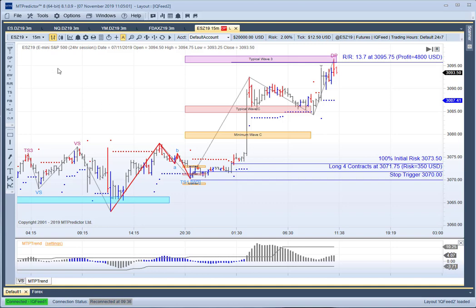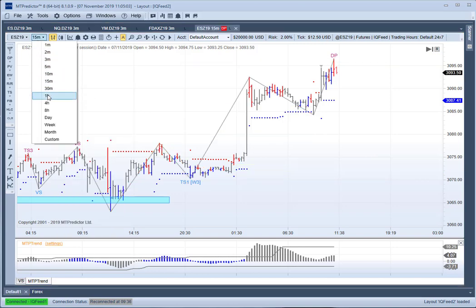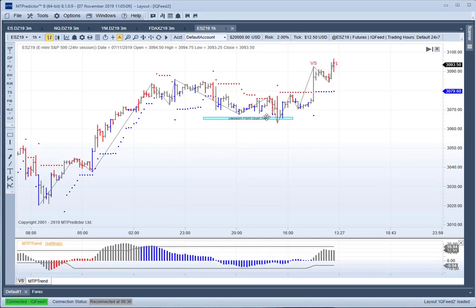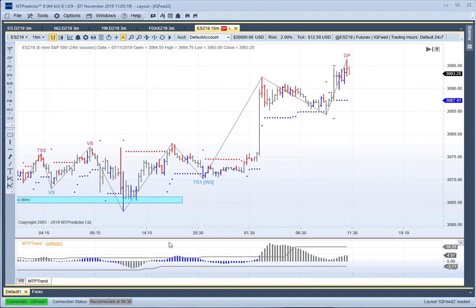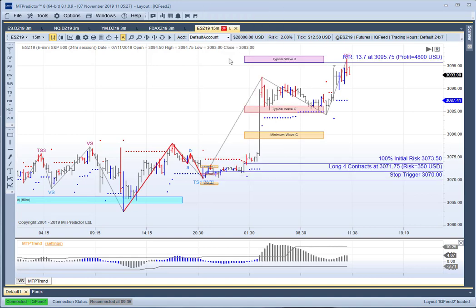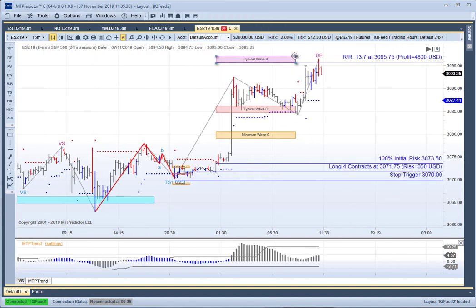And can you see how we anticipated this in advance by firstly going to your higher time frame chart and placing that DP on the chart in advance, and then going down to the shorter time frame chart and seeing whether the market did indeed reverse at that level, which it did. We then start our sequence from there. The MTP trend helped confirm that the larger degree trend was indeed up off that low, and that gave you permission to then consider that particular trade setup. So a very good example of our favorite MTPredictor W3 or Wave 3 trade setup that's just unfolded on a 15-minute chart of the ES.